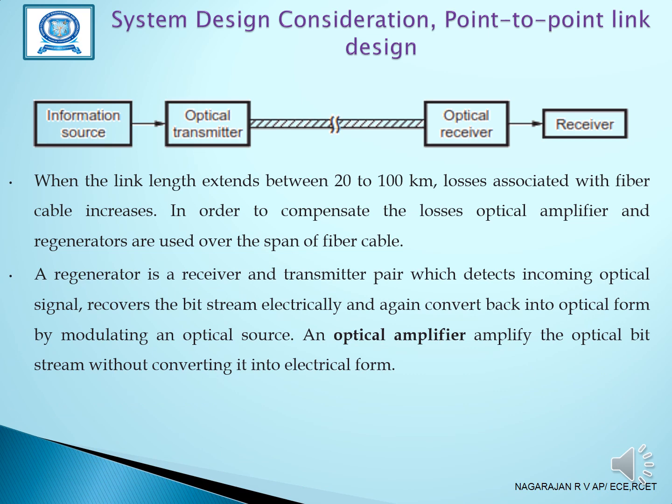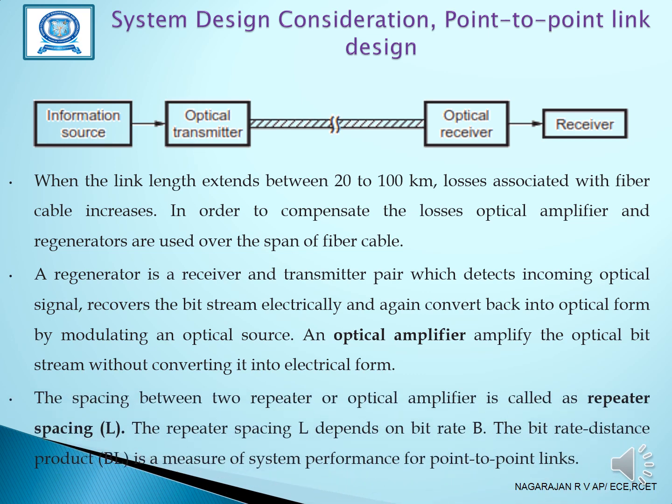A regenerator is a receiver and transmitter pair which detects the incoming optical signal, recovers the bit stream electrically, and again converts it back into optical form by modulating an optical source. An optical amplifier amplifies the optical bit stream without converting it into electrical form. The spacing between the two repeaters or optical amplifiers is called the repeater spacing. The repeater spacing depends upon bit rate. The bit rate distance product is a measure of system performance for point-to-point links.